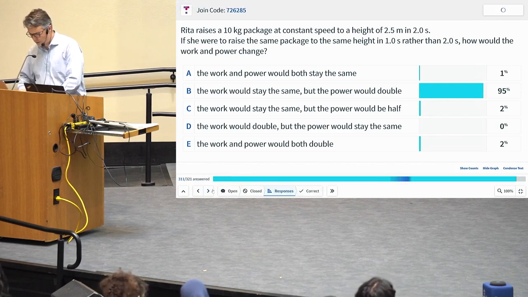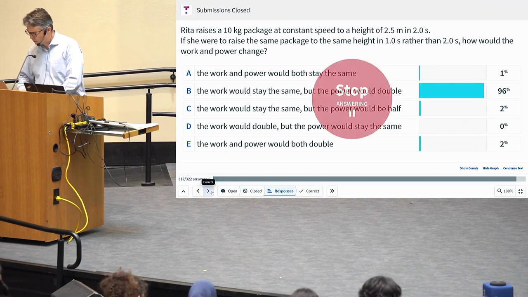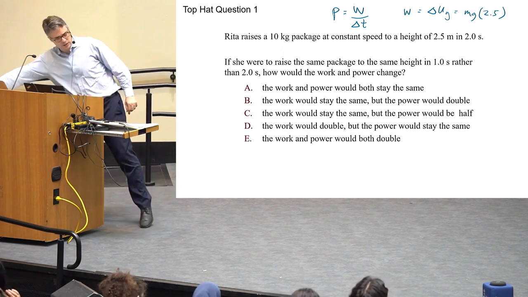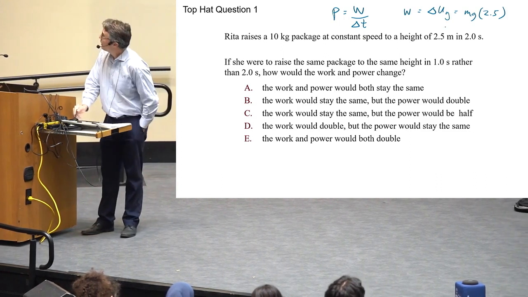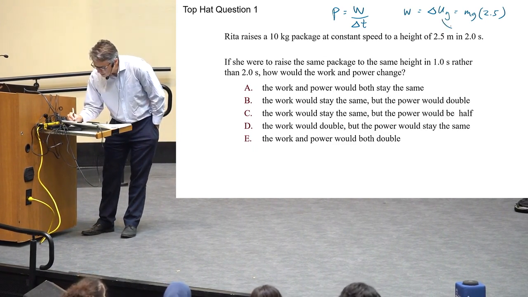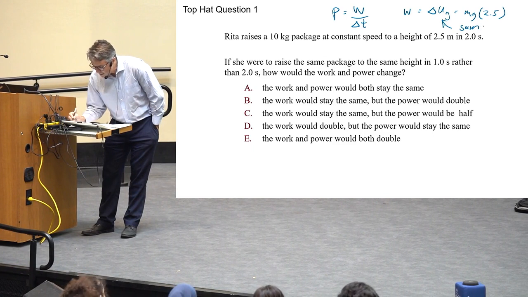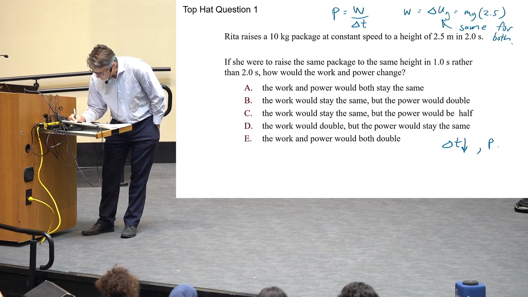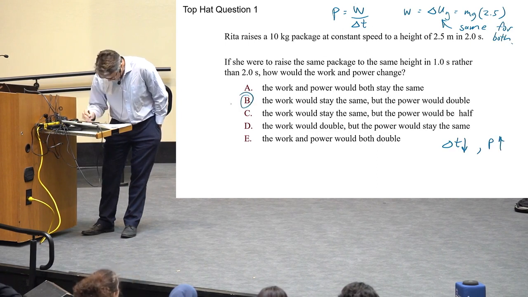There we go. It worked. So I think that the work done is just the change in the potential energy, mg times 2.5. So this would be the same for both because it's the same package and it's the same height. And then if delta t goes down, then the power goes up, because power is work divided by delta t. So I like B.